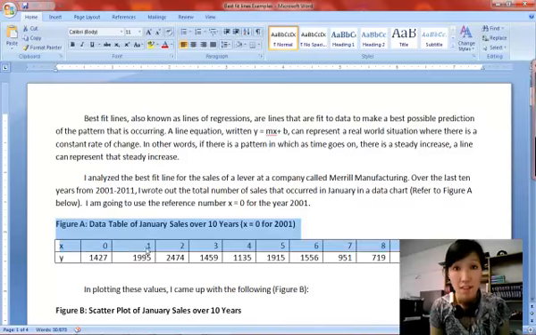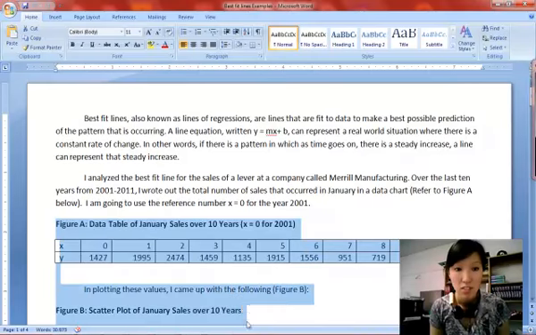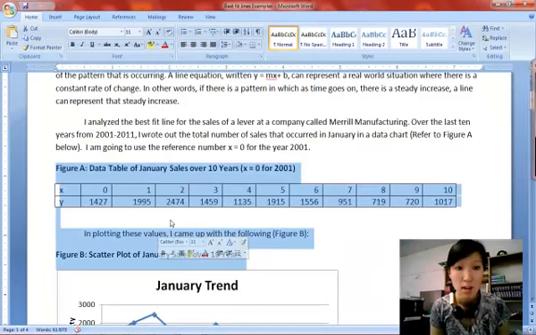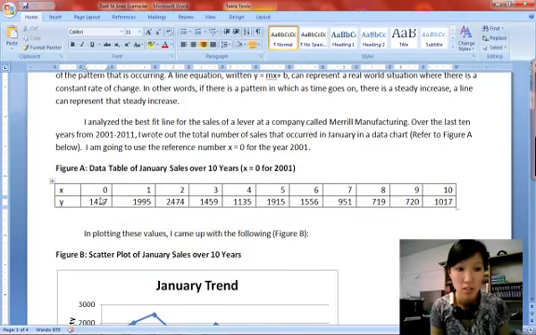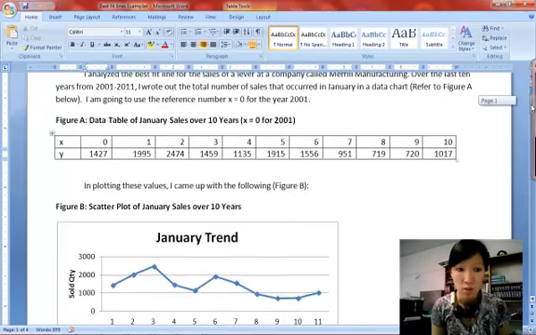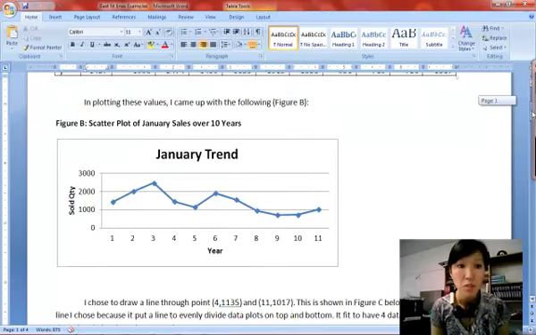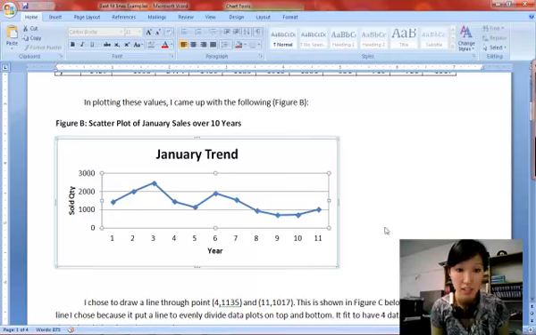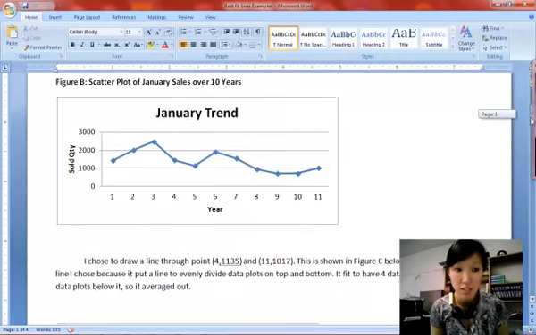So they gave me a lot of information, but I was able to look at some of it and whittle it down. I just picked the January sales over the last 10 years, and you can see when I let x be 0 for 2001, 2002 would have been x equals 1, and then there were 1,995 levers sold, and so on and so forth. So in plotting these values, I came up with the following. Here's my graph. I did that on Excel.